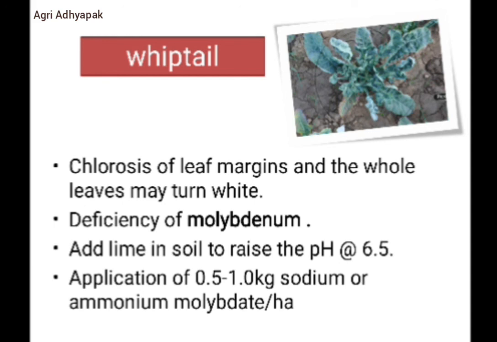So for controlling, we have to add lime to the soil to raise the pH to 6.5. If the field does not have a pH of 6.5, we have to add lime for bringing the soil to 6.5 pH. And apply 500 grams to 1 kg of sodium or ammonium molybdate per hectare.